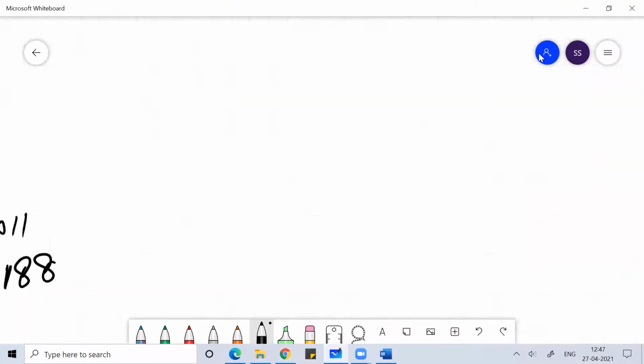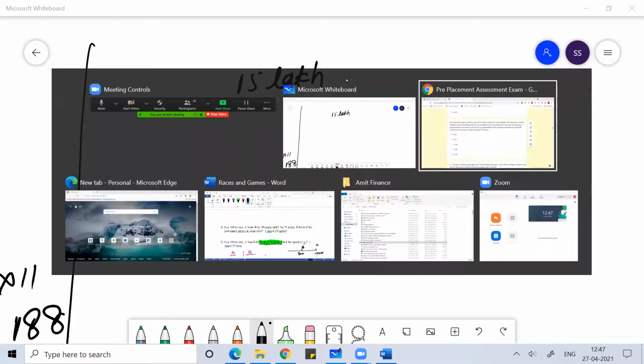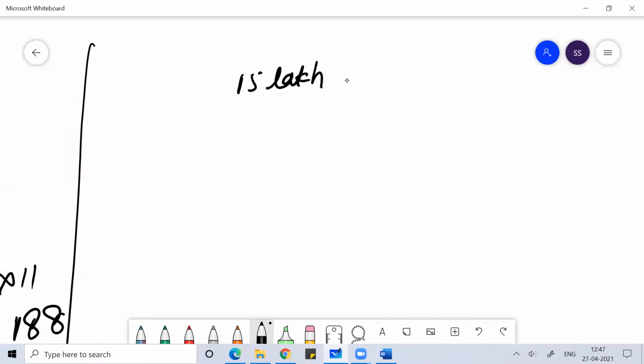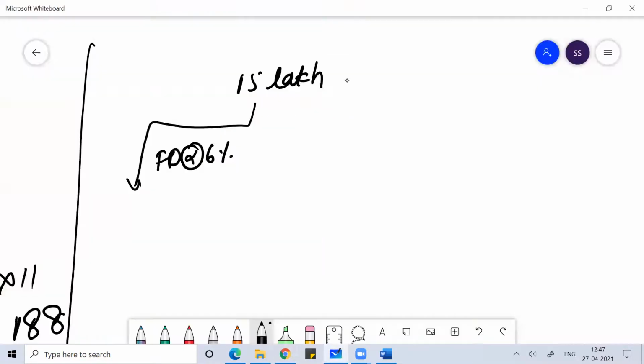So see this question number 15. A person had 15 lakh. Yeah, very good, Likita. Likita solved the problem. So part of that he invested in FD earning 6%, and the remaining amount he invested in two options in the ratio 2:1.